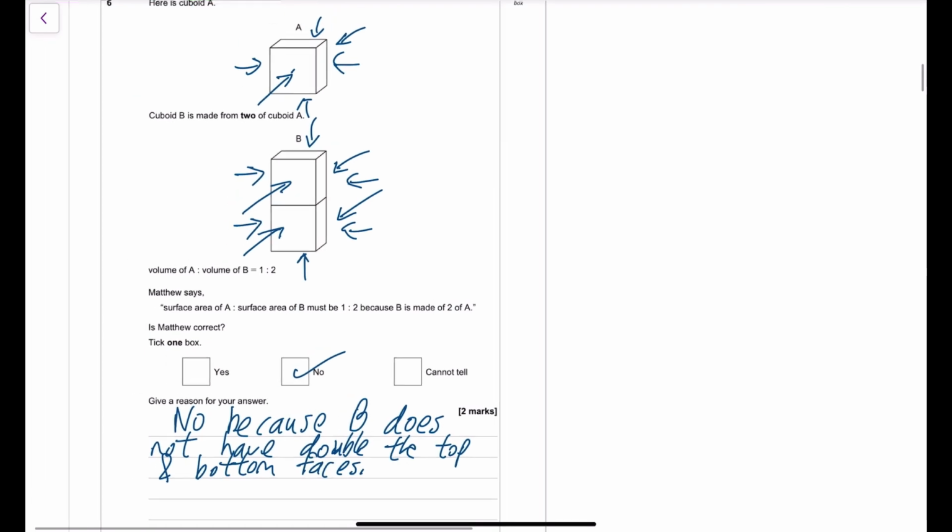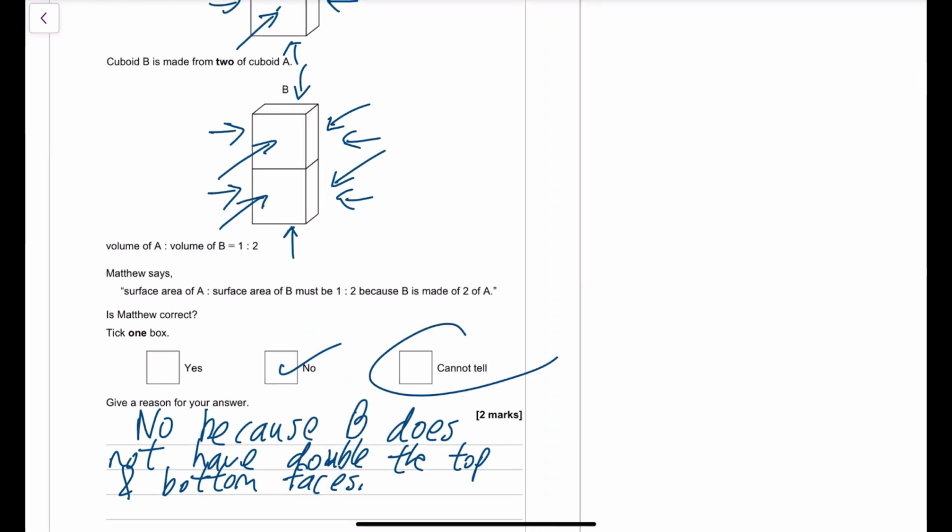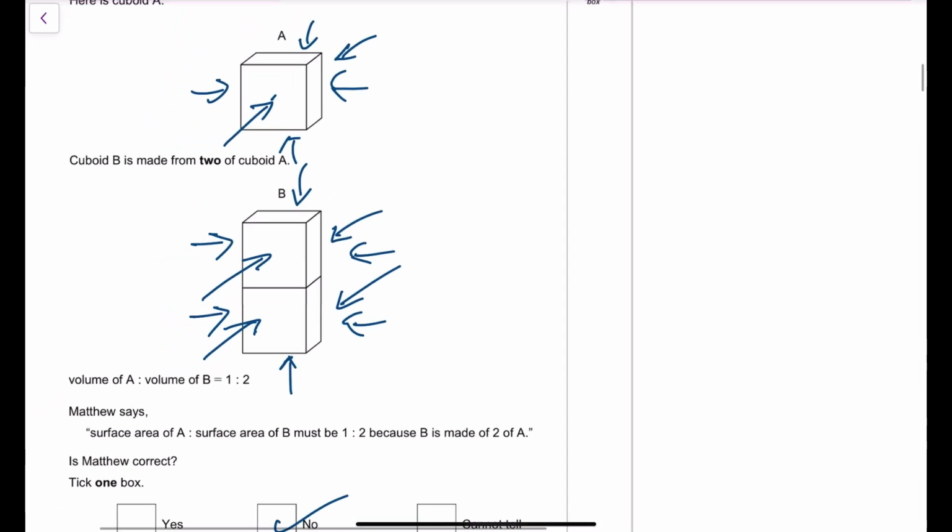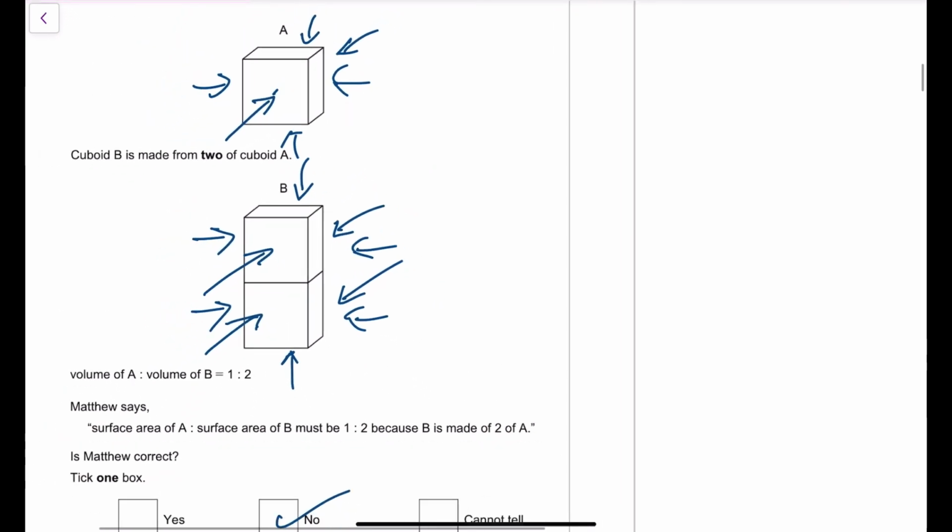Okay, so you can definitely say he is not correct. The "cannot tell" option is just not right, because you can see we've got everything else. You have got all those things. Let's just go through that again.